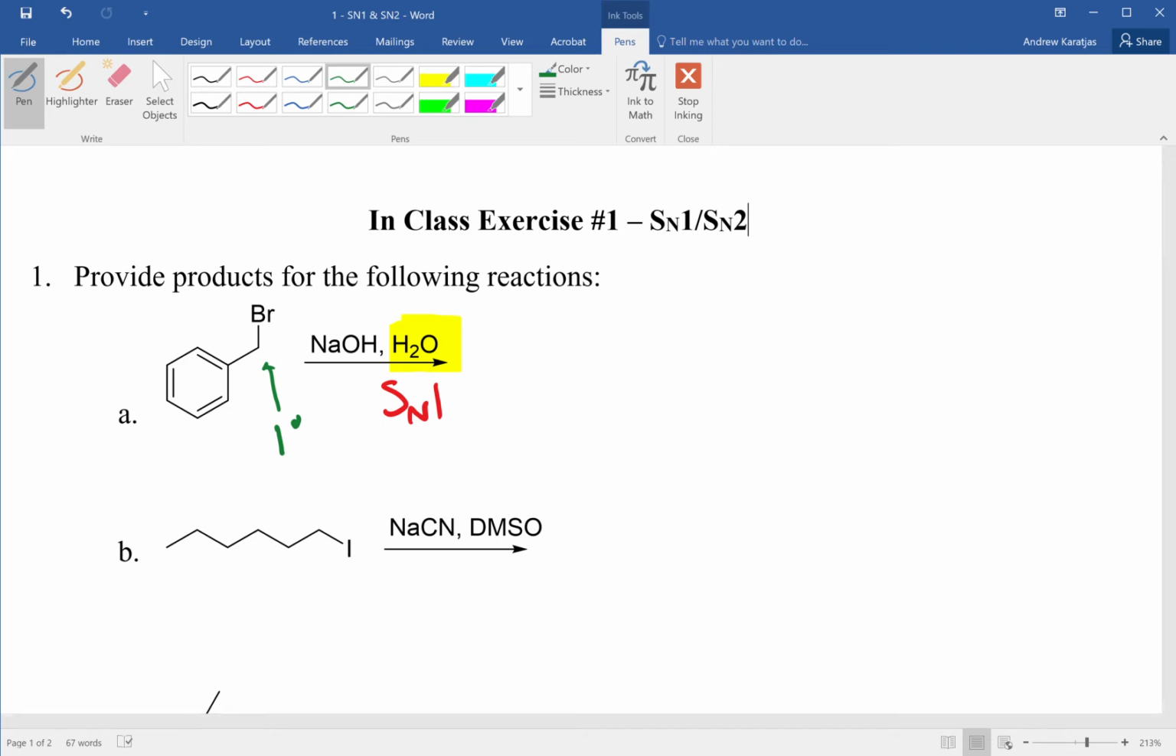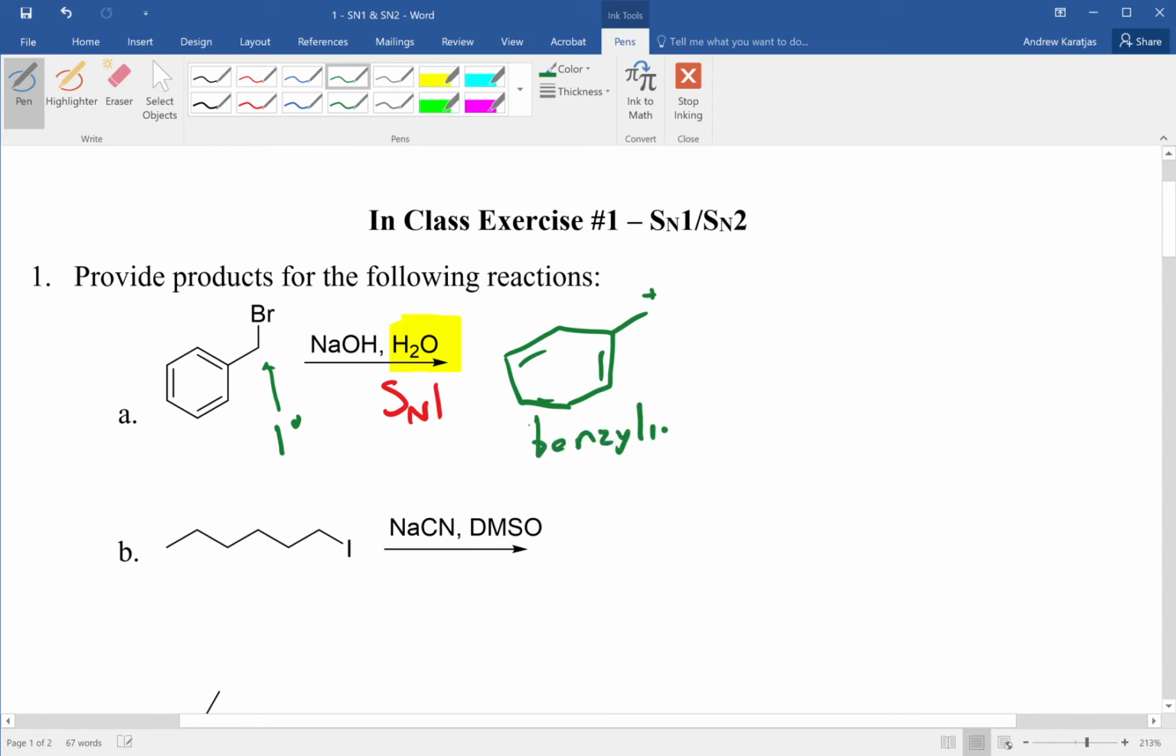But this primary carbocation that would form after the bromine leaves is a benzylic carbocation. It's adjacent to the aromatic ring. And we said those are actually fairly stable. And so our nucleophile then, the hydroxide, can add to that and give us our SN1 product here.